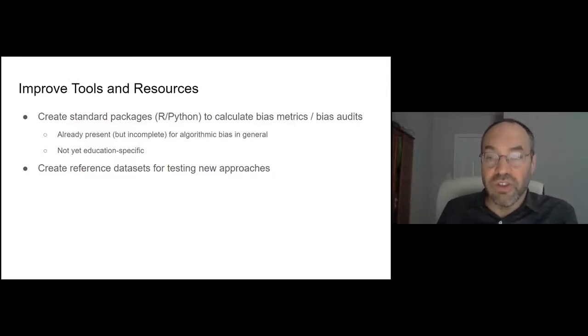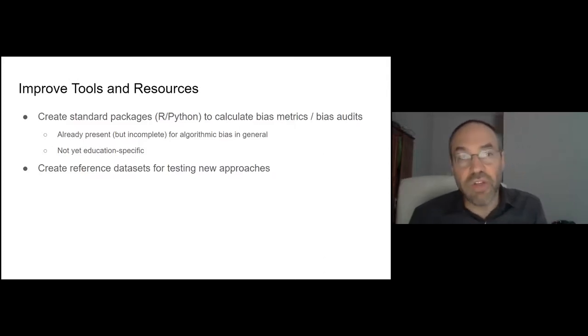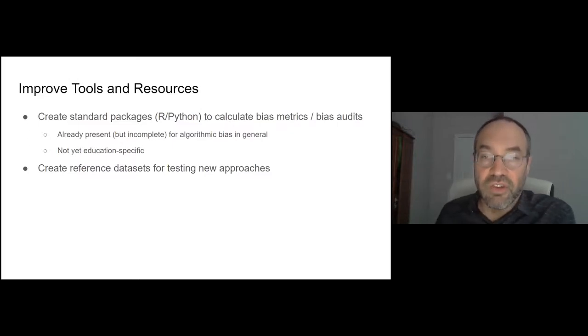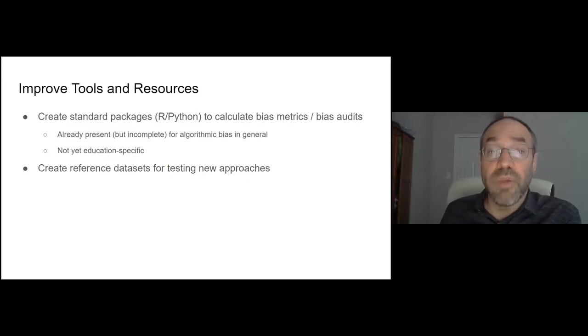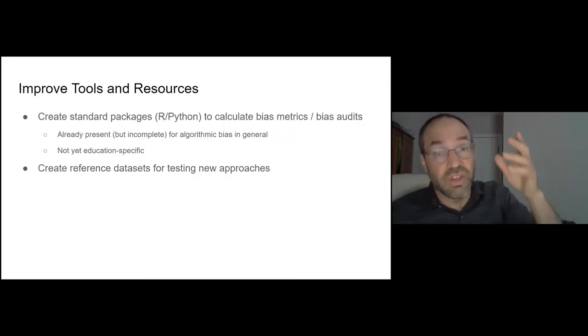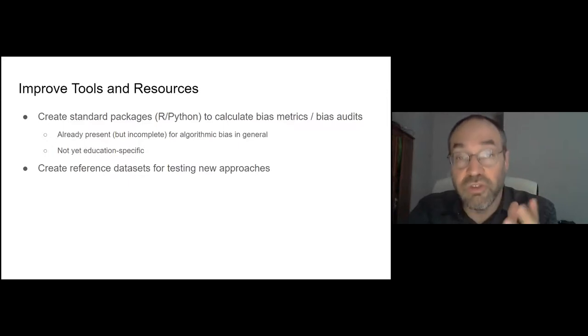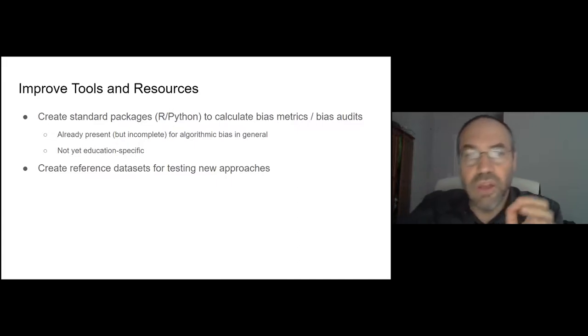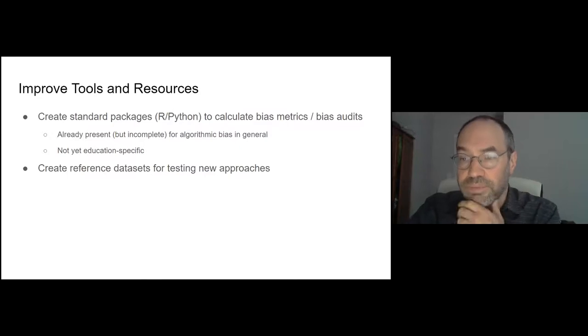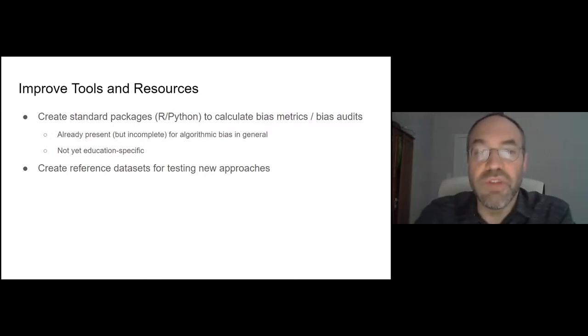Also, create reference data sets for testing new approaches. We have a lot of publicly available data sets in education, but I can't think of any that actually get to the kind of demographic detail needed to be able to study algorithmic bias and new approaches for reducing it. To the extent that data sets like the assessments data sets and the cognitive tutor data sets have made it possible for people to compete to get the best algorithms for predicting student knowledge, we can do the same for algorithmic bias. Sorry, Aaron, go ahead.